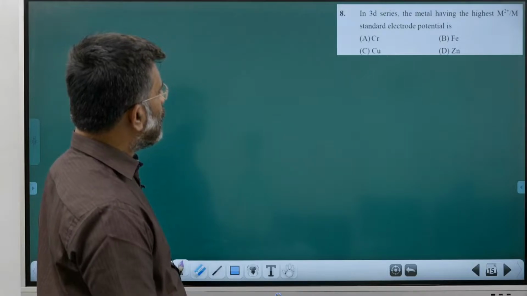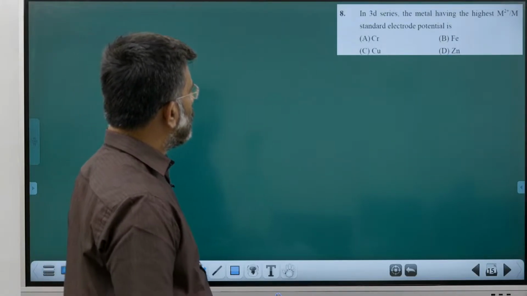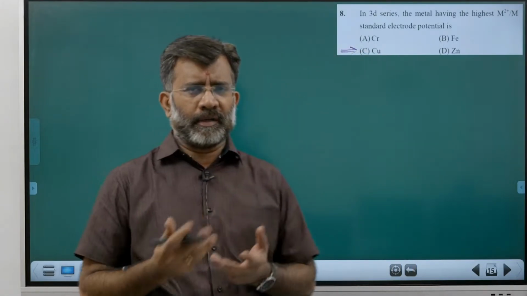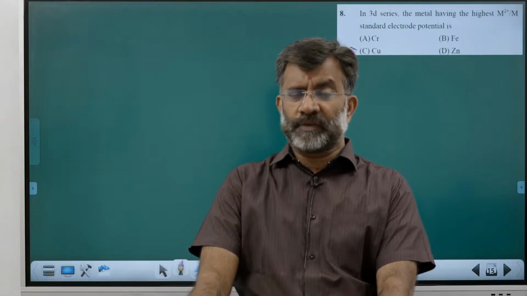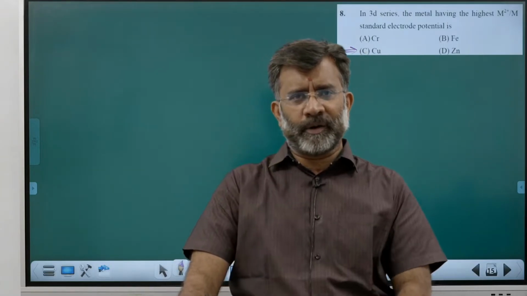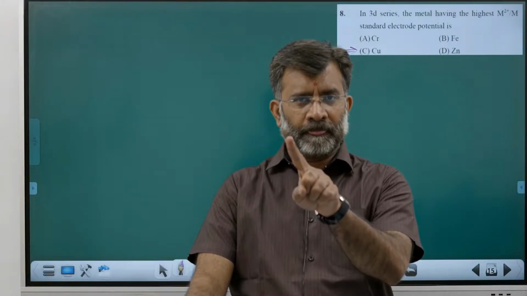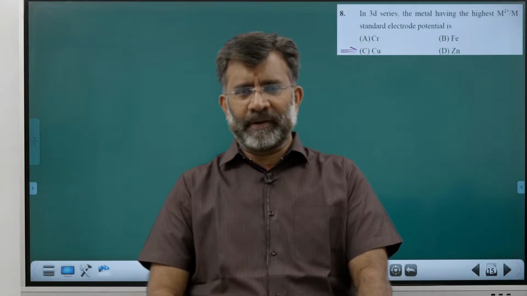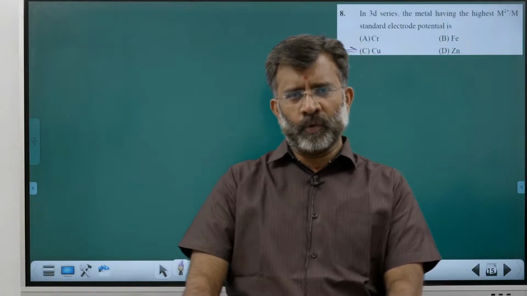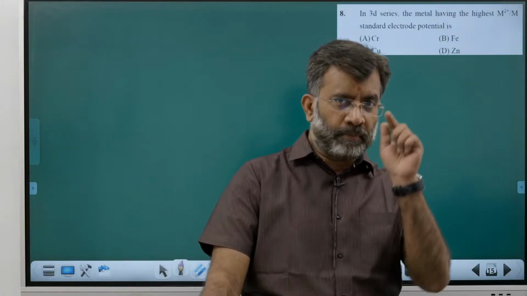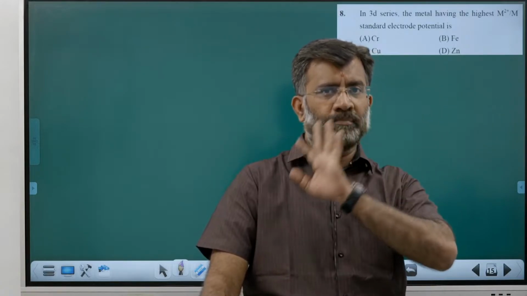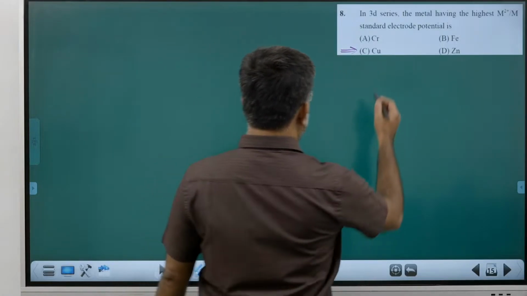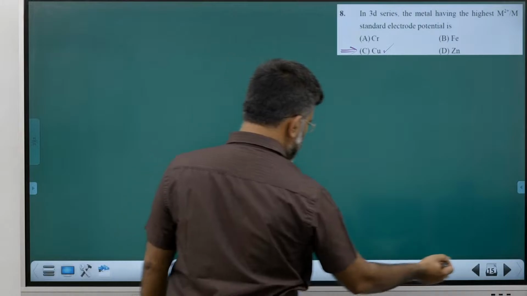In the third series, which metal has the highest M2+/M standard electrode potential? Absolutely no doubt. All elements in the 3d series, that is the first series, have negative standard reduction potential except copper. Copper has positive standard reduction potential, I hope you remember, +0.34 volt. Only one element shows a positive M2+/M potential. All others have negative values. And the answer is absolutely no doubt option C.